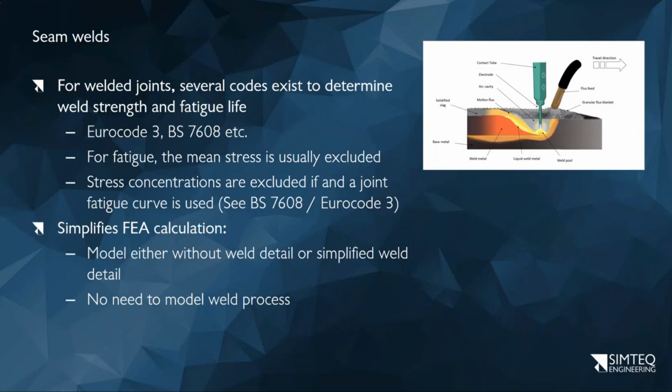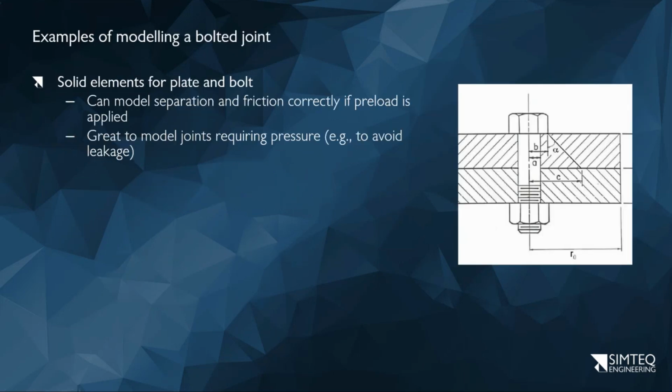Now, spot welds, there was an image earlier on. That also has very similar kind of issues to this. It's just we don't necessarily have a parent material there. It's just the material that's welded together, but we still have nasty stress concentrations and so on. So again, instead of trying to model that in detail, we'll rather use a simplified method and then an external calculation to determine the forces and the strength of the weld.